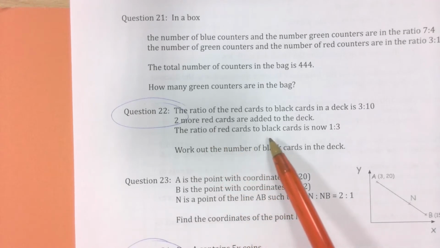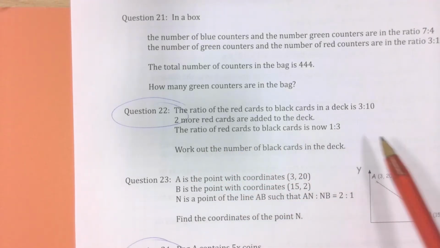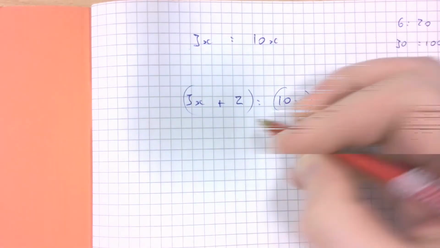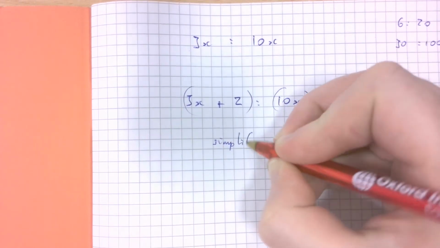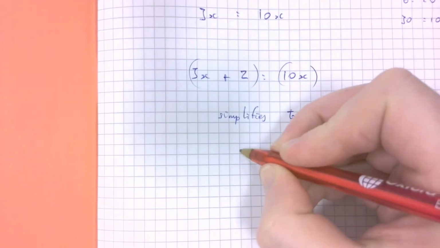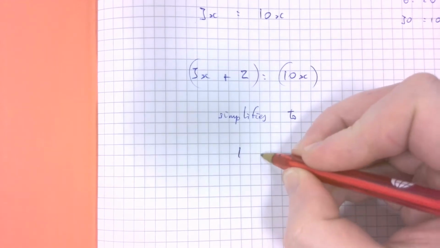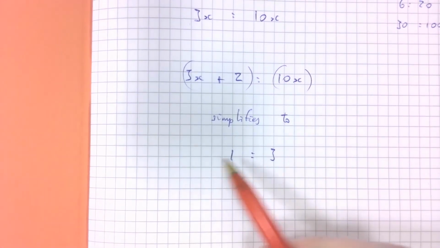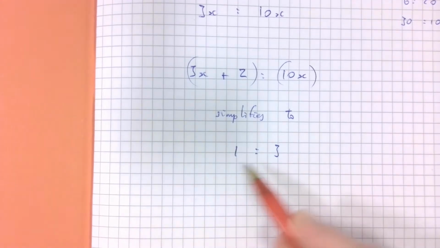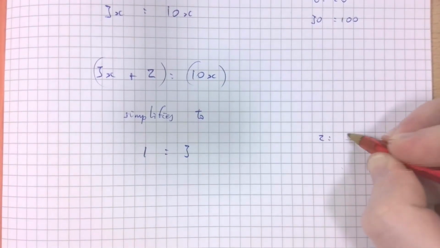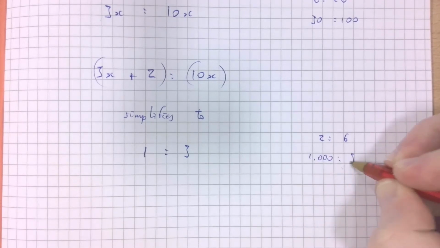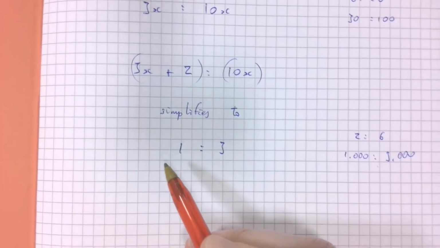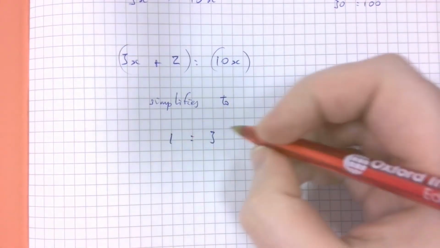The ratio of red cards to black cards is now 1 to 3. So this is the ratio, and I know that this to this simplifies to the ratio, let me check that I'm getting this right, 1 to 3, okay? Now, I don't know how many multiples of 1 to 3. This 1 to 3, it could be 2 to 6. It could be 1,000 to 3,000. I don't know. So I need to use a letter to represent that factor that may or may not be at play here.